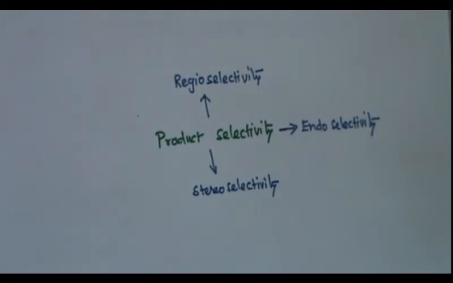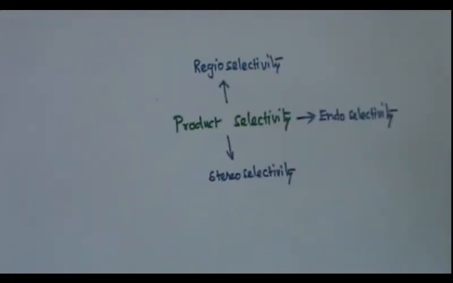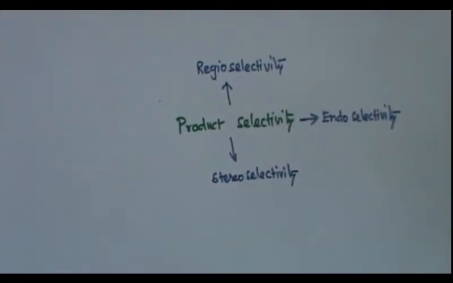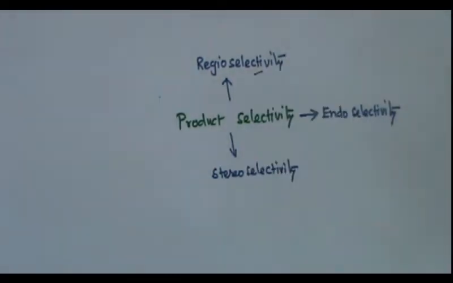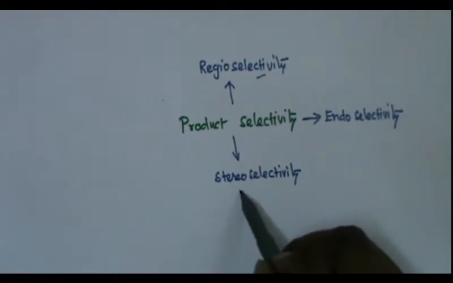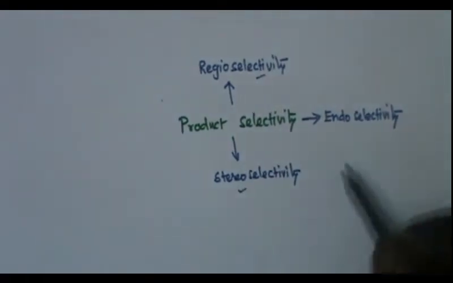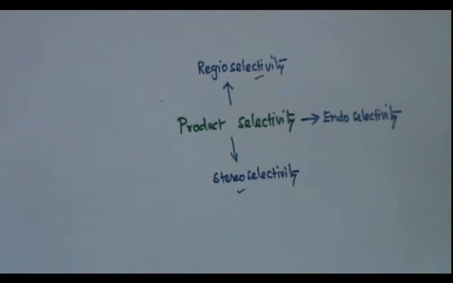Third aspect is the product selectivity in Diels Alder reaction. There are three types of selectivity in Diels Alder reaction. The first one is regioselectivity. The second one is stereoselectivity. The third one is endoselectivity. Now let us go to the first one, that is regioselectivity.